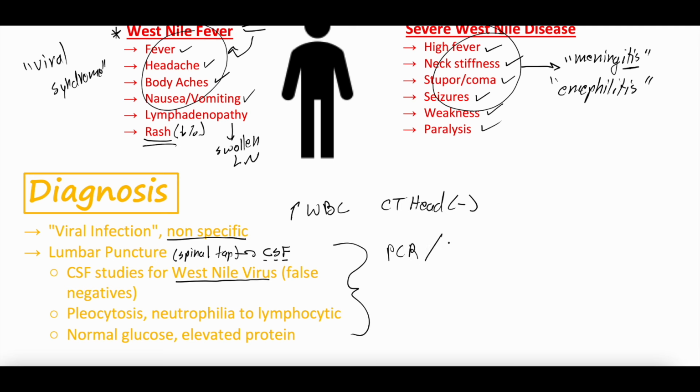All right, you can actually send a test off. I believe there's both a PCR, polymerase chain reaction, which looks for viral protein, and an immunoglobulin, IgM. If it is the immunoglobulin test, there are false negatives. We kind of wrote that right here.